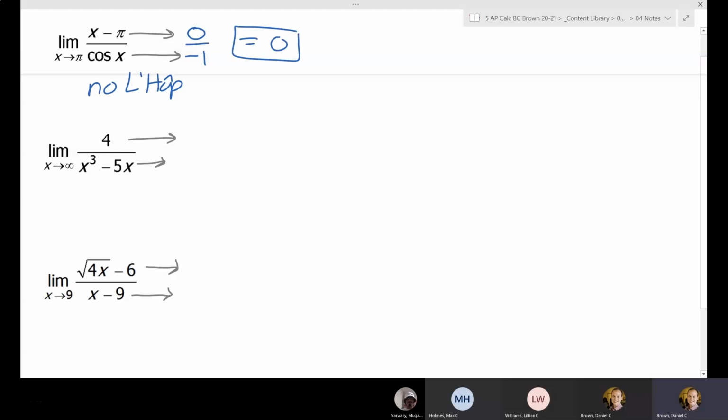And again, I show you that one because for whatever reason, once I teach L'Hopital's rule, students just want to make every question a L'Hopital problem. But if you were to actually do L'Hopital's rule for that problem, you would not get 0. You would get the incorrect answer.